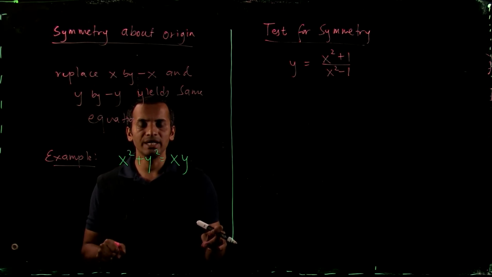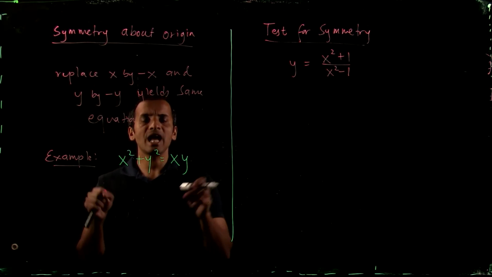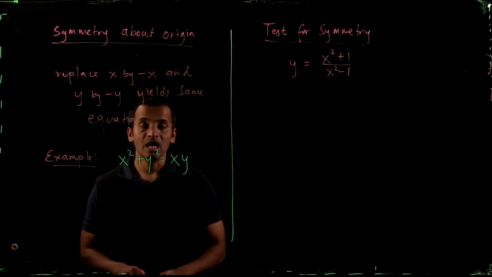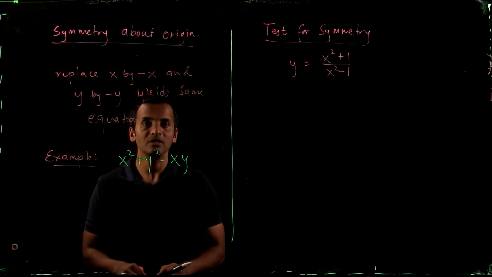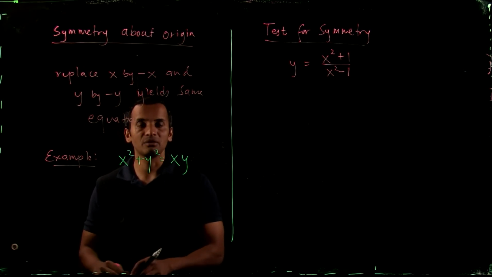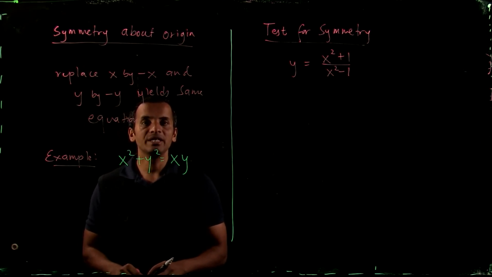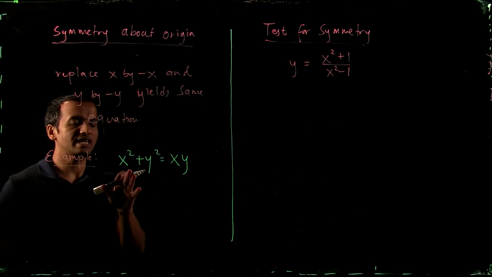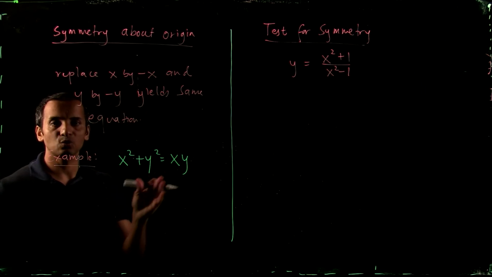Okay, but the thing is, if you replace x by negative x and y by negative y at the same time, and if you still get the same equation before replacing and after replacing, then the graph is called symmetric about origin. Let me give you one example here. So here the equation is x squared plus y squared equals xy.